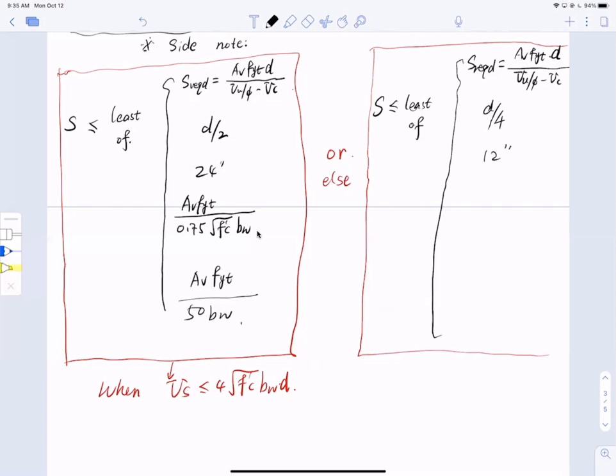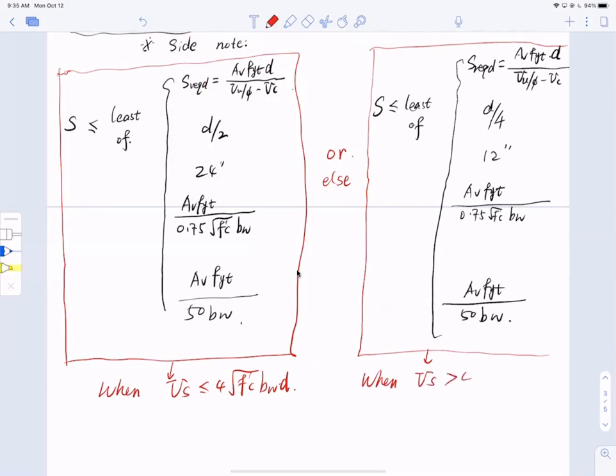And then all these: Av fyt, you copied it down, divided by 0.75 square root f'c bw, or Av fyt divided by 50 bw. So this case right here is for a different scenario, for when Vs is bigger than 4 times square root f'c bw d. That's the second box right here.